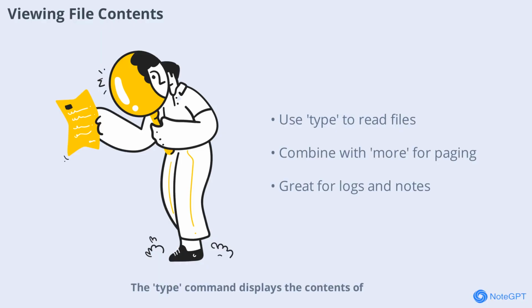Sometimes you want to quickly check what's inside a text file. The type command displays the contents of a file right in the Command Prompt window. For example, type notes.txt will show you everything inside notes.txt. This is handy for reading logs, configuration files, or simple notes without opening another program. For longer files, you can combine type with the more command to scroll through the content page by page.